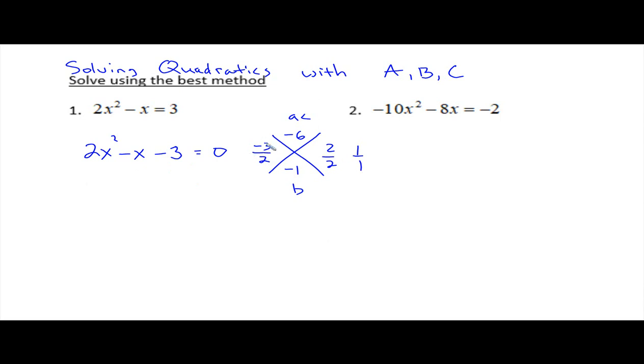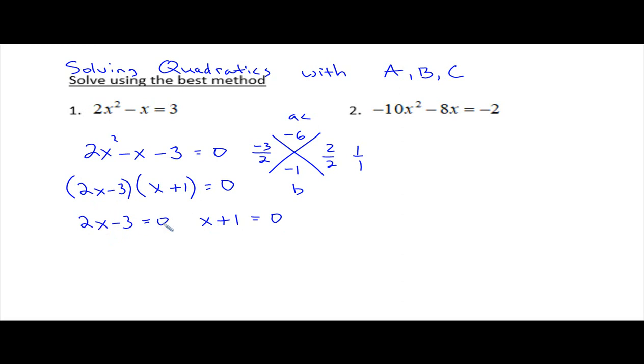So your factors, the denominator goes in front of x, so you're going to end up with 2x minus 3. And you have a 1 here, so that's going to be x plus 1. If you want to check if these are right, you just multiply this to make sure it gives you this. Okay. Now take these factors, set them equal to 0, and just solve for x.